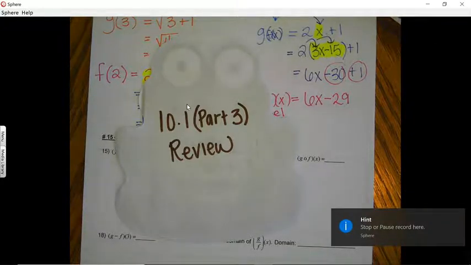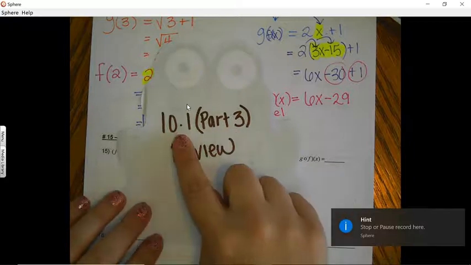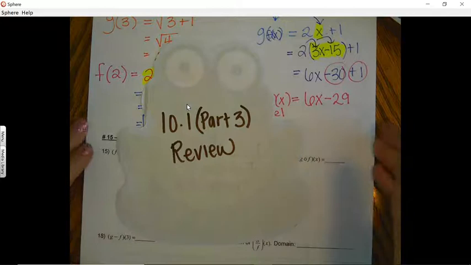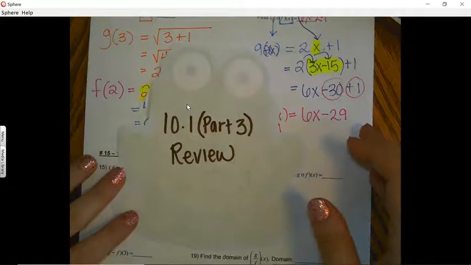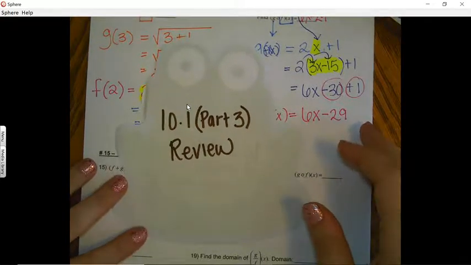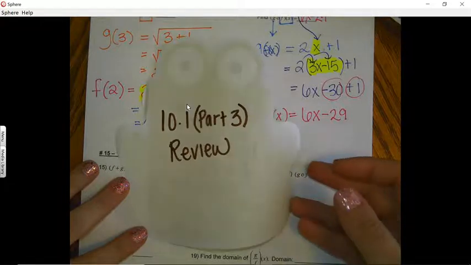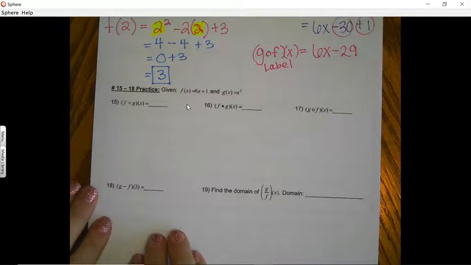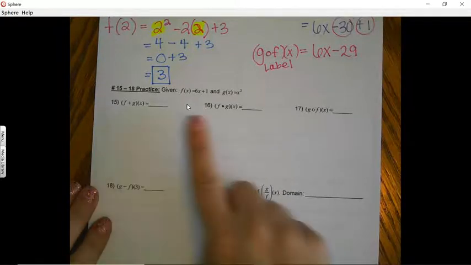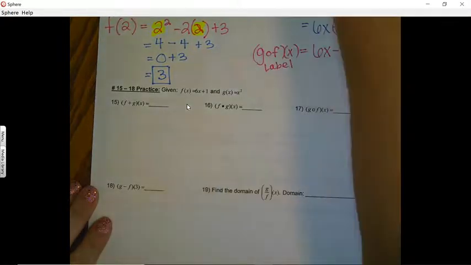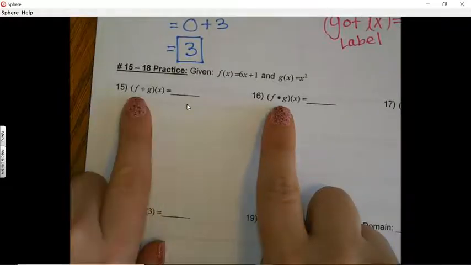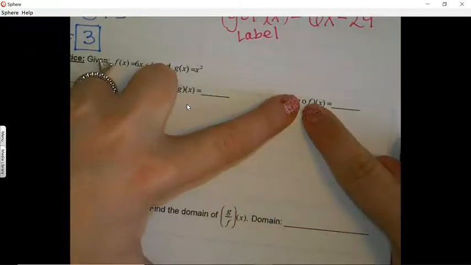This video is part 3 of 10.1, and we're going to go ahead and do 5 review problems to recap and make sure we see the difference between what we've learned and our new math symbol, which is a function composition symbol. If we take a look here, numbers 15 and 16 would be considered review. So that is not a function composition. Number 17 is what we just learned in part 2.